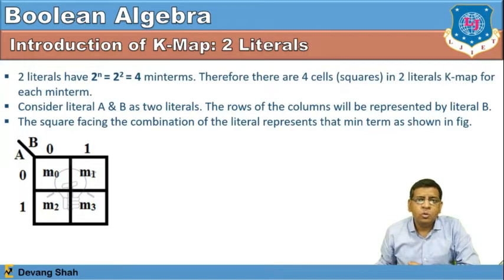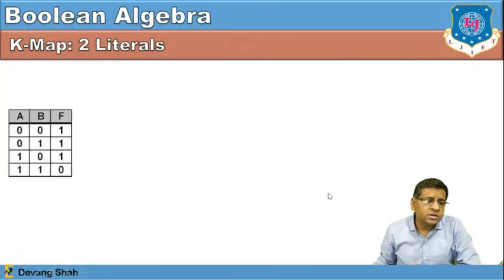You can see the first block, where A is 0 and B is 0, is represented by small m0. That is nothing but A bar B bar. You can check here: first row and first column. Same way, first row and second column is 0 1, so that is represented by A bar B. Second row and first column is 1 0, so it is A B bar, and second row and second column is 1 1, so it is AB. This is how you can represent the K-map. You can also take three literals and do this.